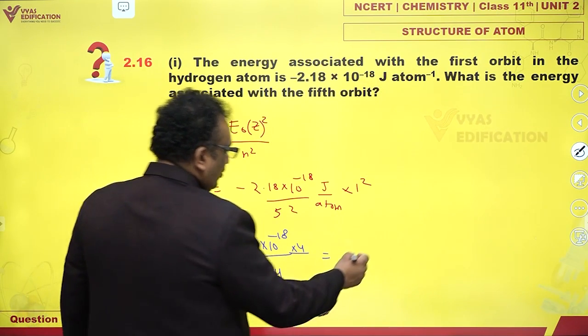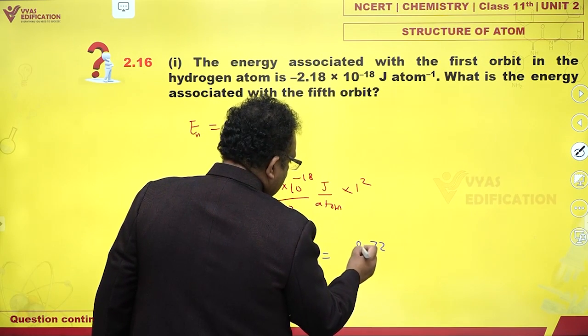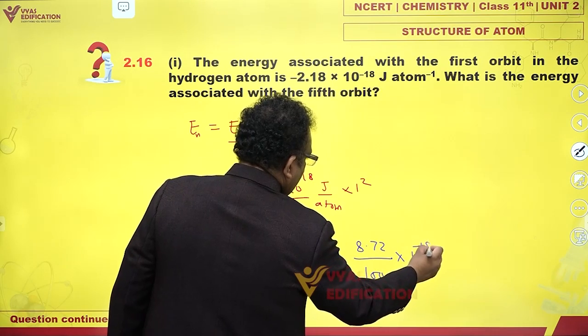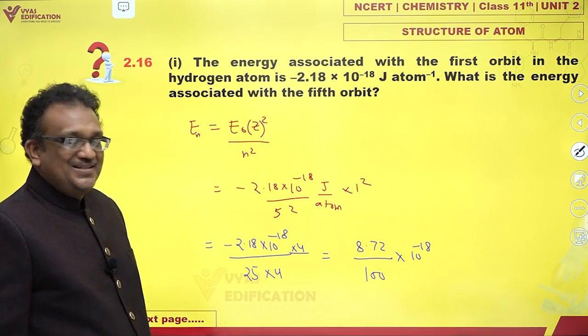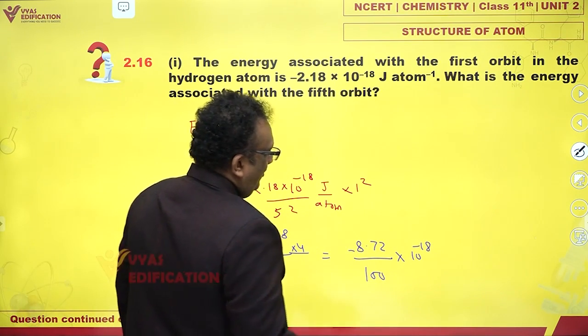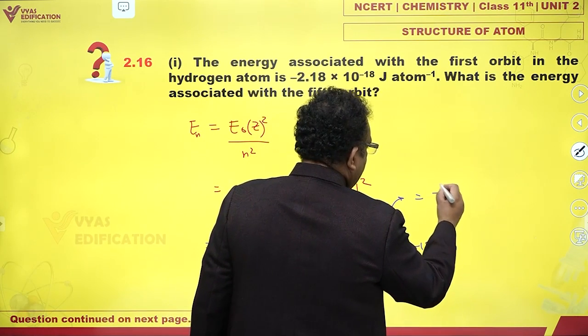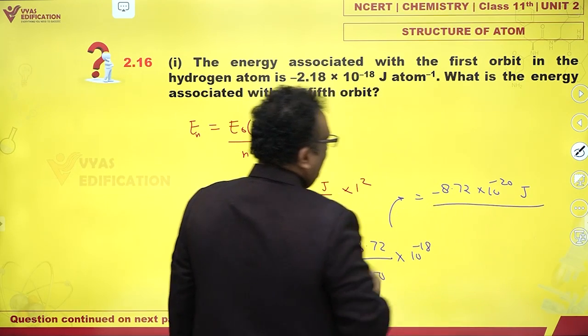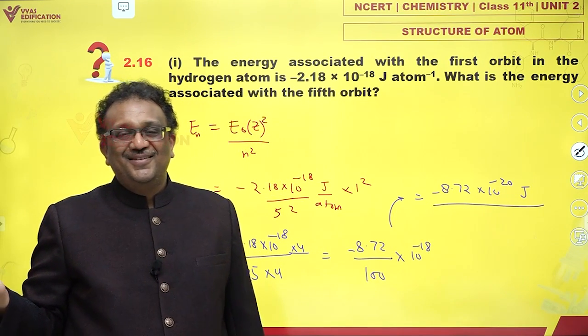Now multiplying by 4 is easy. 18 4s are 72. So I have 0.72 and 8, divided by 100 into 10 raised to minus 18. This is as lovely as it gets. How much is this? This comes out to be minus 8.72 into 10 raised to minus 20 joules. Lovely, isn't it? That's it.